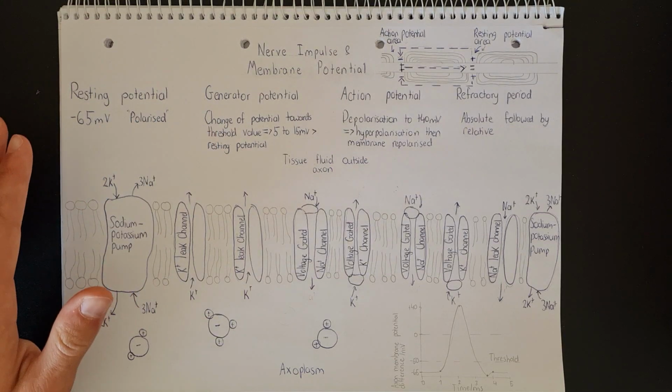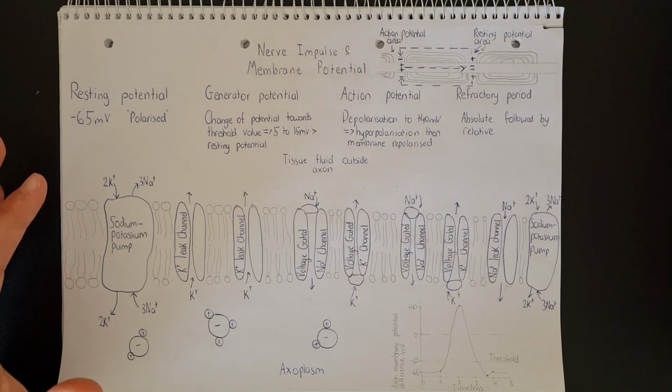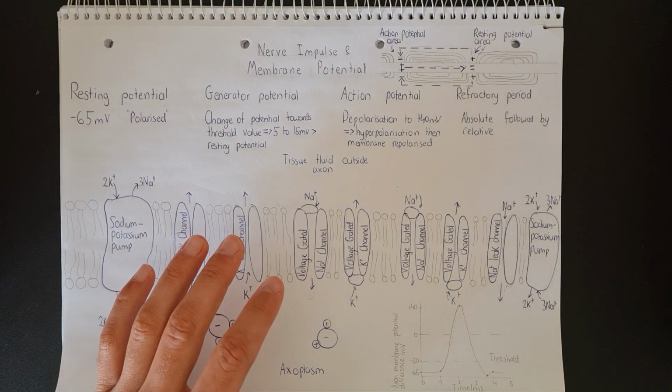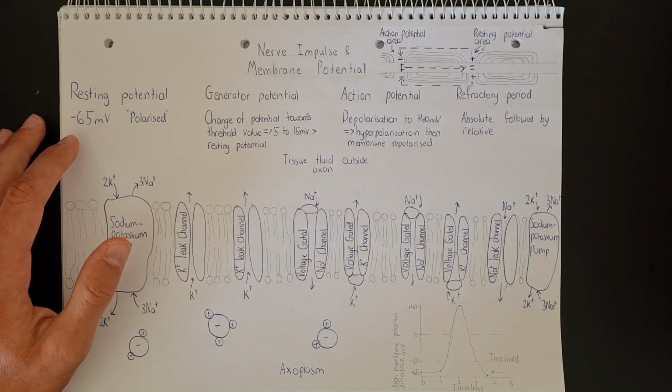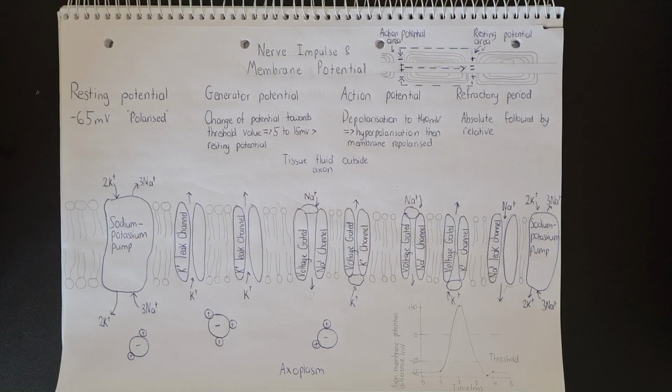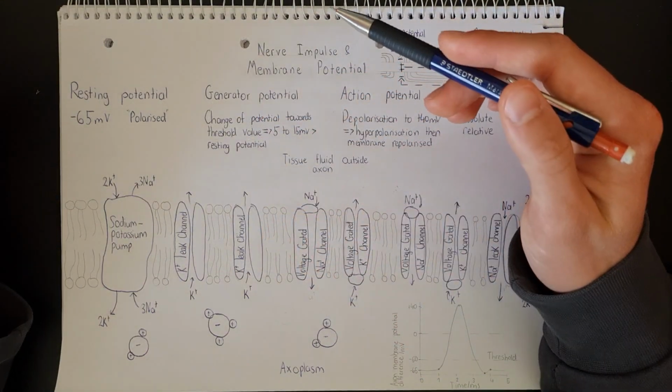Now, it's important to understand that the resting potential can be any value between negative 50 millivolts and negative 90 millivolts. However, it is generally around negative 65 millivolts. Now, what's then going to happen? So we have the resting potential established.